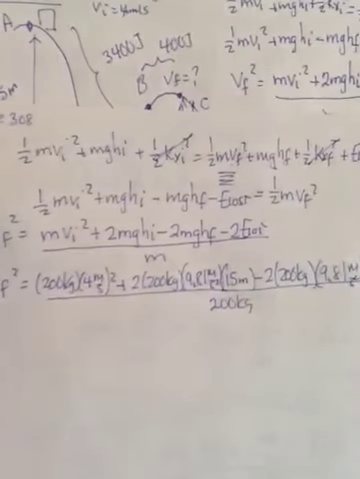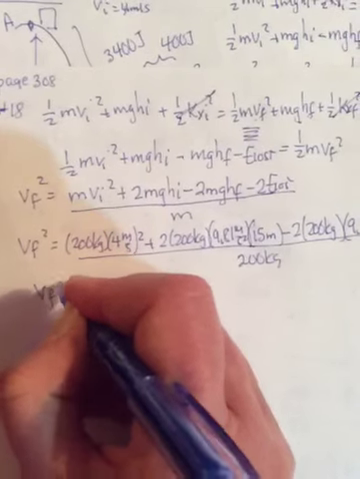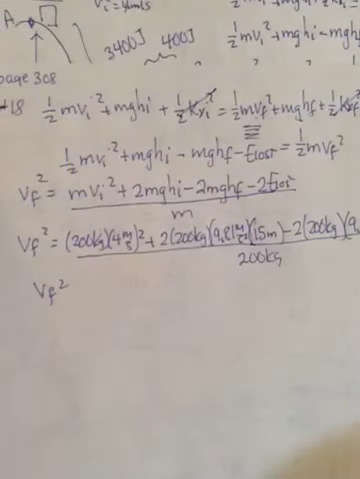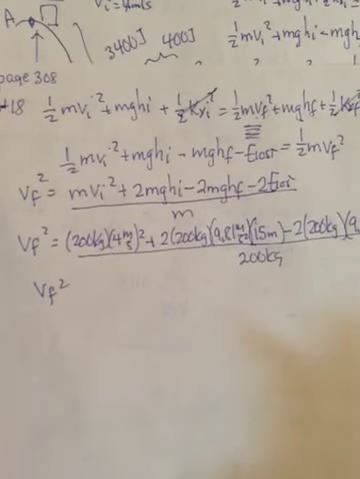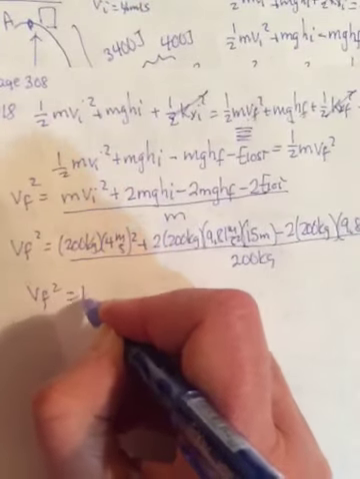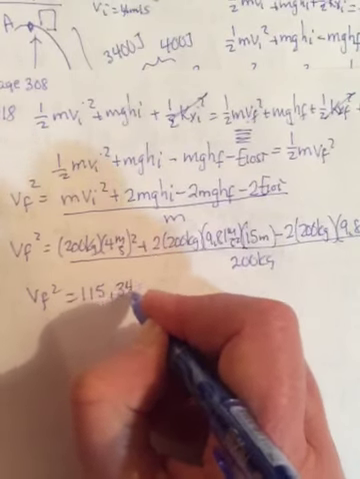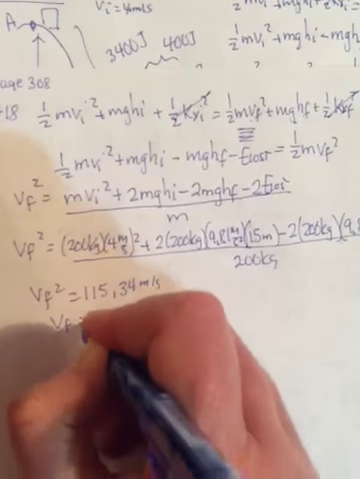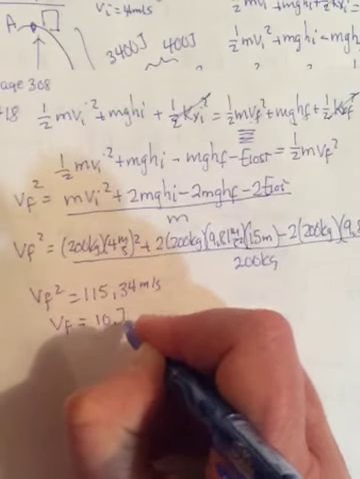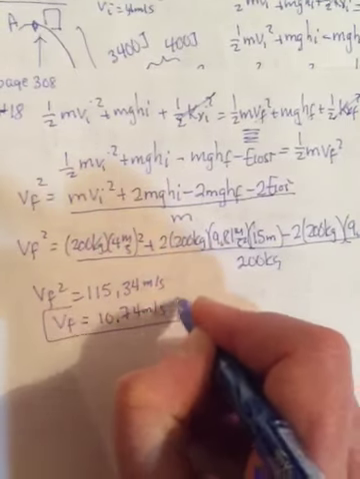Okay, so be careful putting this in your calculator. Remembering to square that 4 and the minuses and the pluses. And you should get, before you take the square root, 115.34 meters squared per second squared. And then take the square root and get 10.74 meters per second. Okay? So that's number 18.